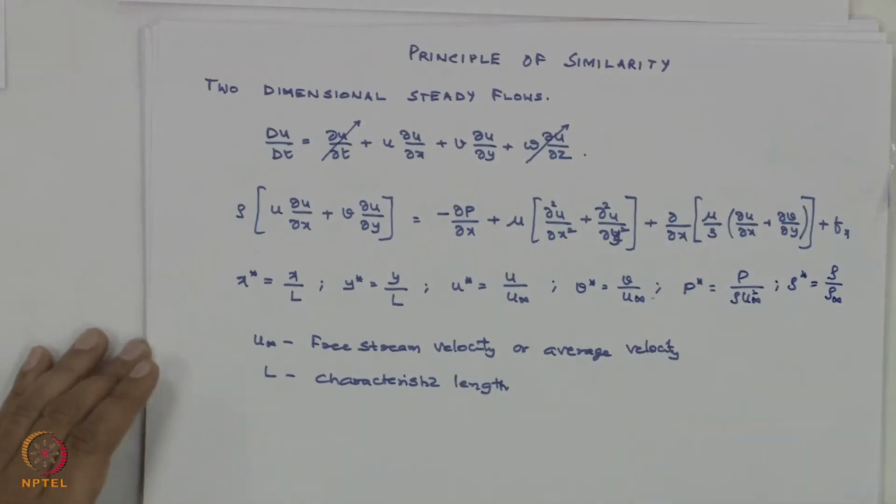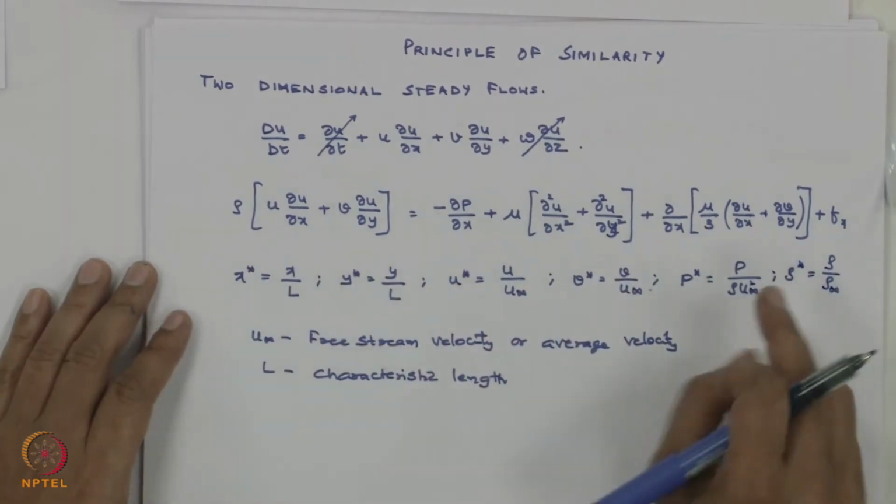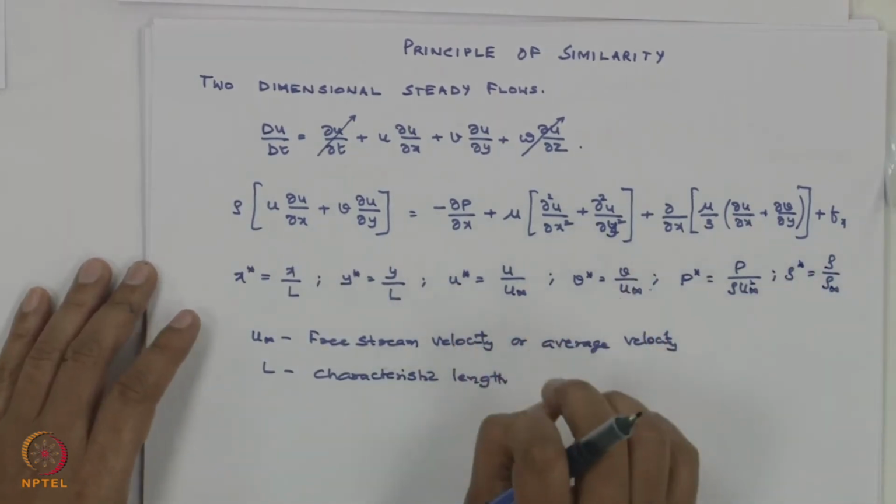What I am trying to do is non-dimensionalize this equation and see what non-dimensional numbers crop up. Here, I am going to neglect the body force. Each body force is going to give a different non-dimensional number, but to keep the case simple, the body force is not there.